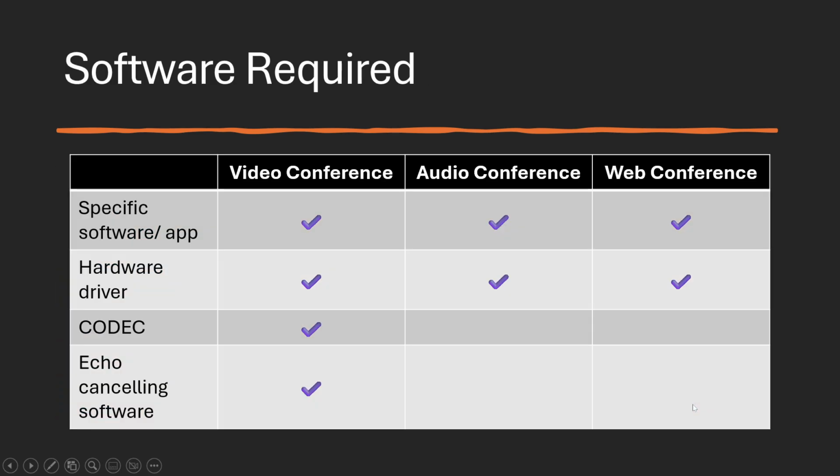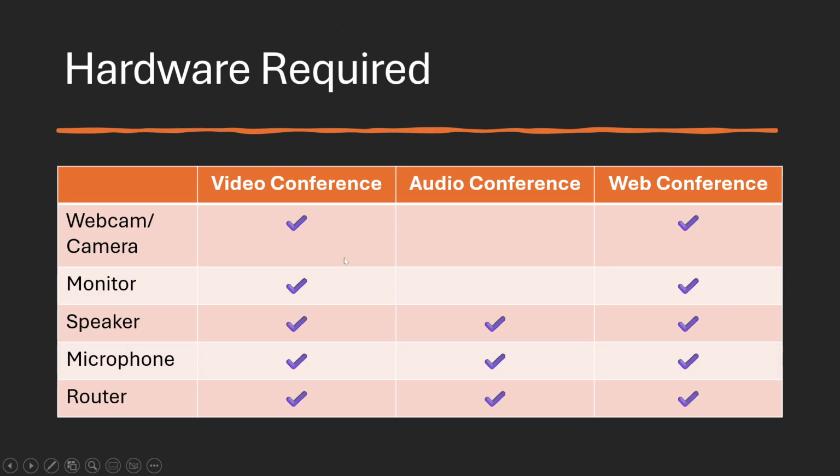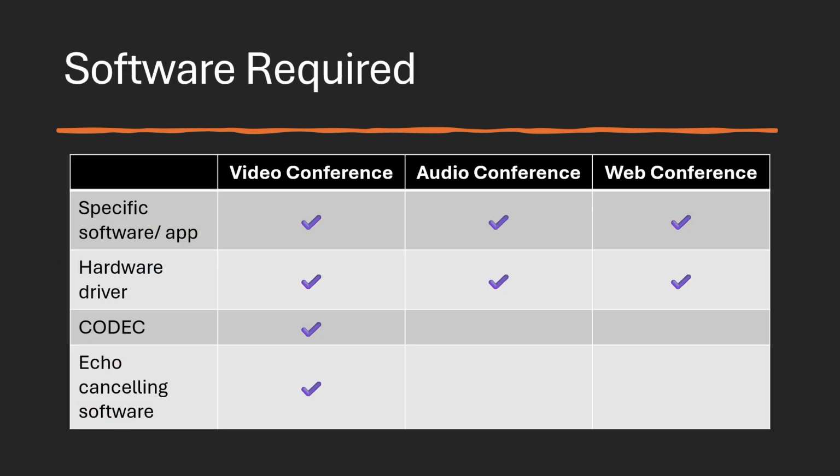For software, for video conference, you need specific software. Why I put specific software here is that you have to have video conferencing software, audio conference software, web conference software, all the specific software, and then hardware drivers, because previously we saw what hardware we need. All this hardware needs its driver, its installer. So you need the drivers for each of the hardware. And for video conference, you need something called a codec.